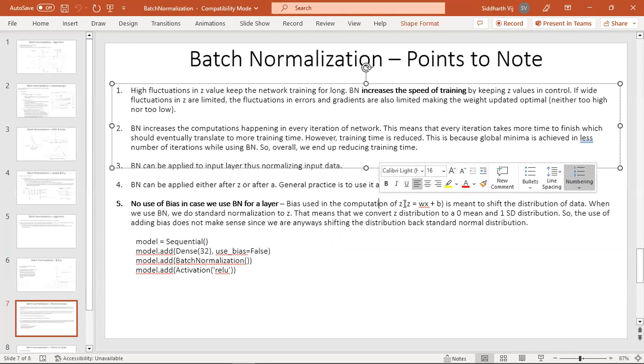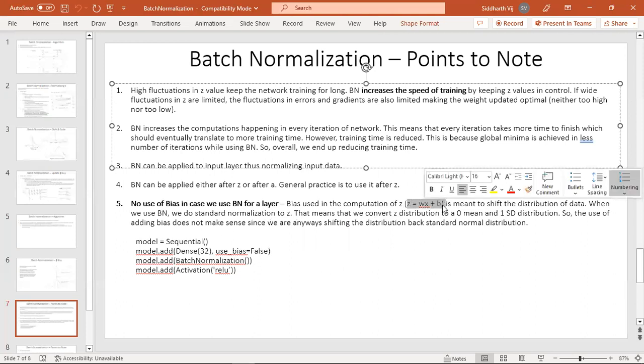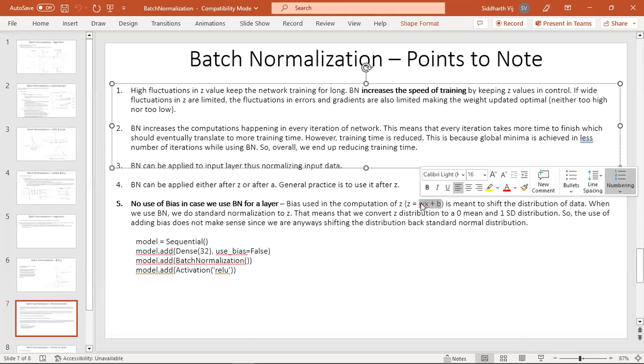So let's try to understand this by this formula. Your z value is generally defined based on w, x, and b, right? Or w, a, and b. W, x, and b when you are talking about the first layer, w, a plus b when you are talking about the later layers. In both of these cases, if we apply batch normalization to z values, that means we are shifting the distribution of z values to a mean of 0, right? So after we have computed z values, we are making sure that the mean again comes back to 0.